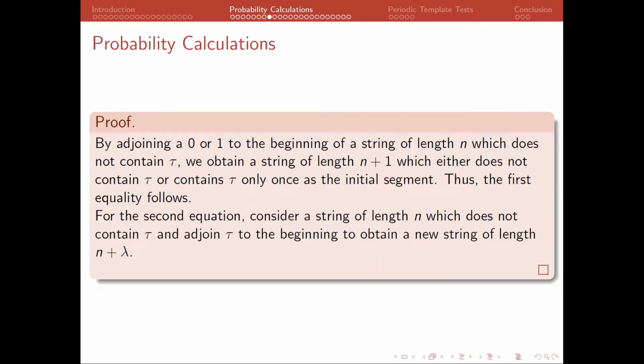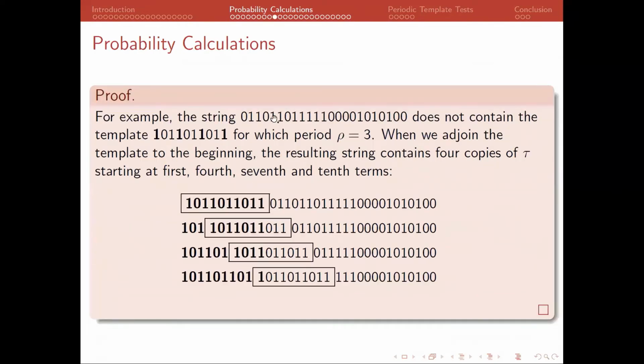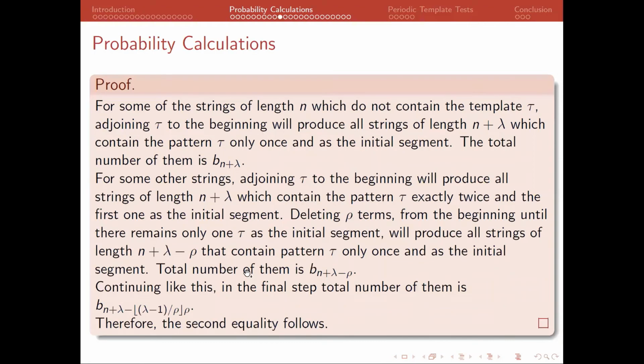But the second one, we need to think a little bit. This time, similarly, we add a new string to the beginning. For example, this string does not contain this template, but we add it to the first place. Then we see it contains 4 copies of rho, starting at the first, 4th, 7th, and 10th terms. So it gives us the formulation. I will skip those proofs.